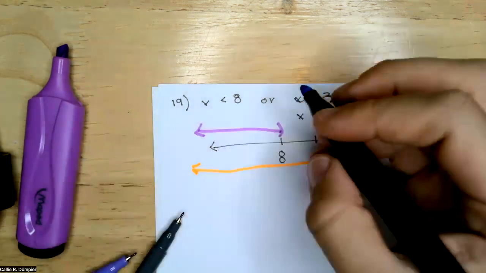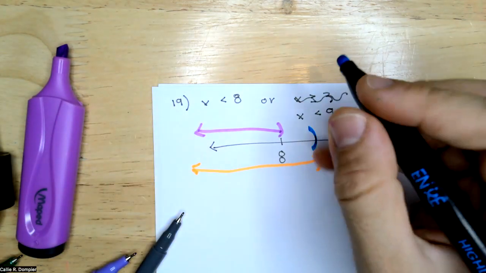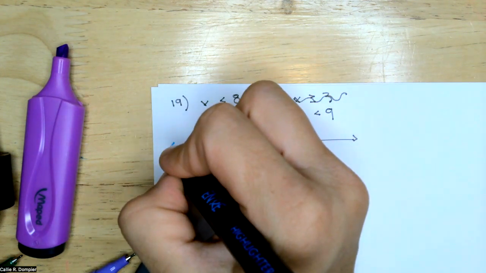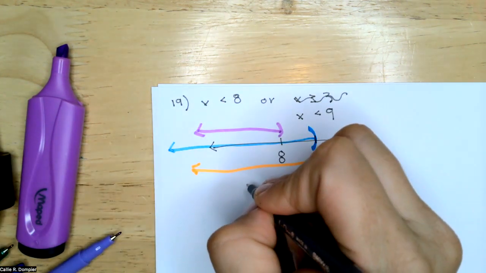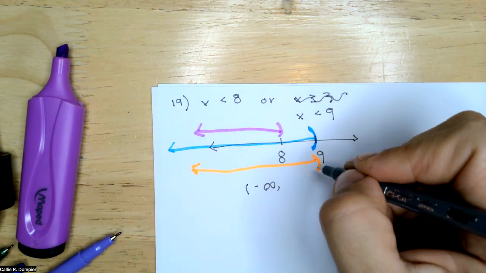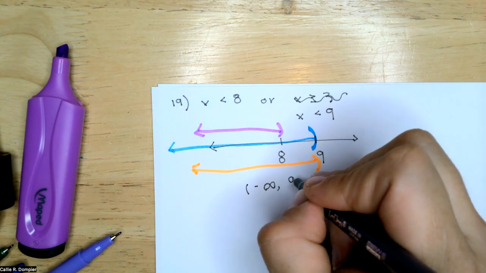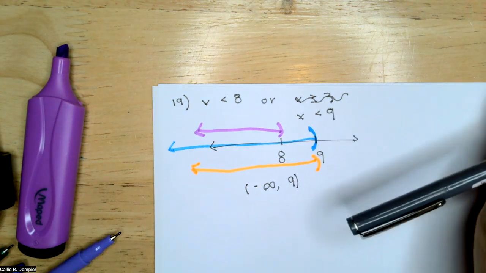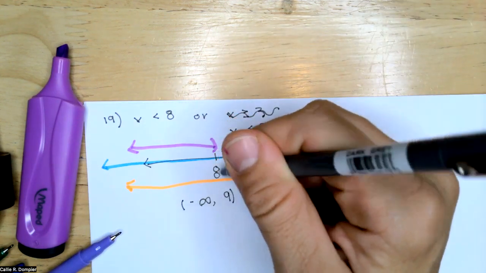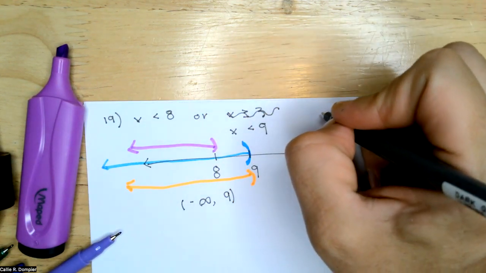That means my final answer is anything that covers both the first and second equation. So that means I start at negative infinity. And the last point it covers is a positive 9. So it goes from negative infinity to 9 because it's or. If it was and, it would only go till 8, but it's or, so it goes until 9. It covers both of them.